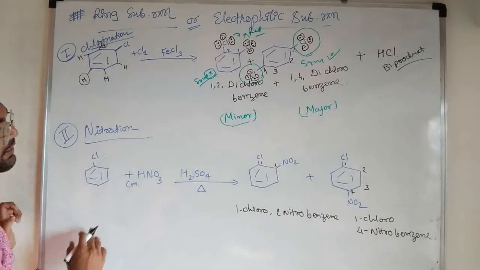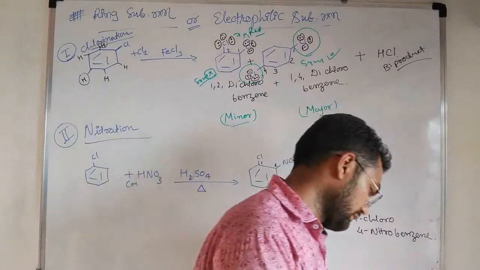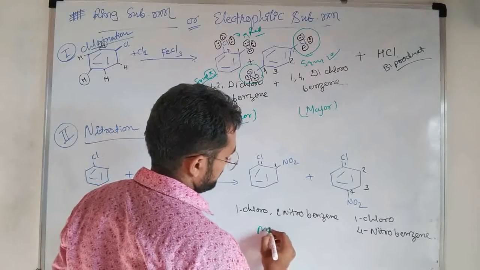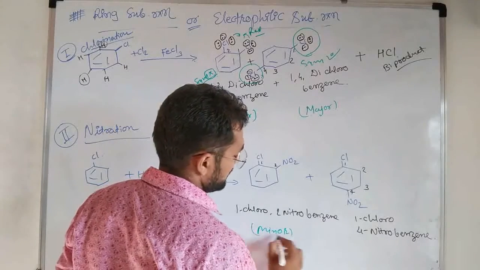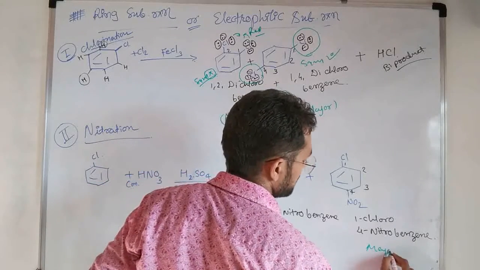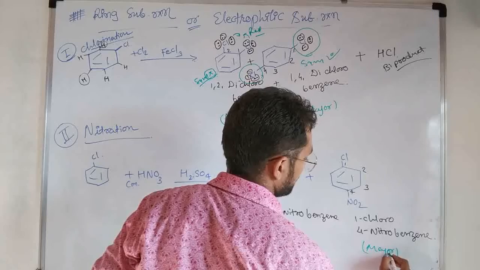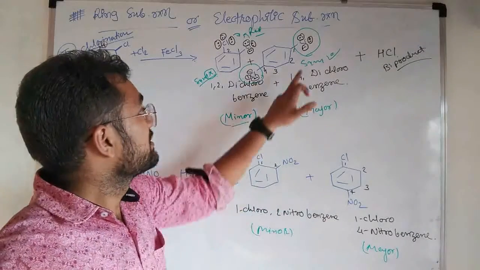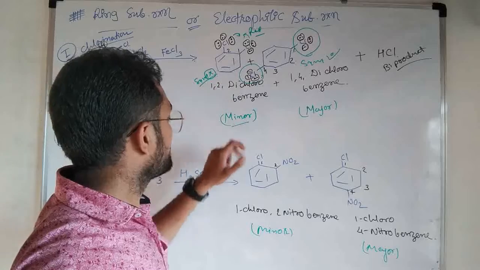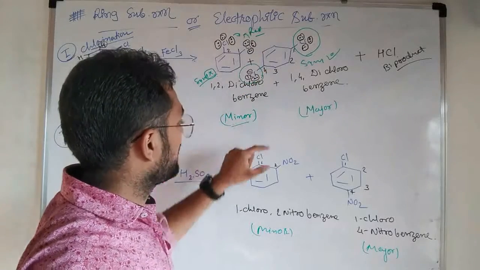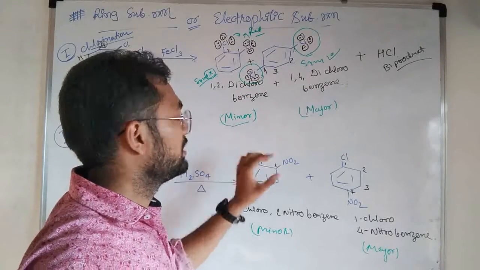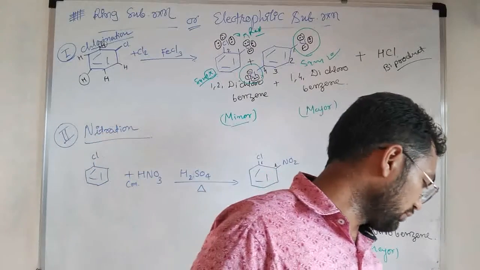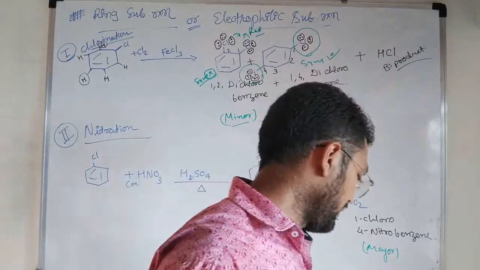Here the nitration, same way, this is the minor, and the next is considered the major. Major and minor: symmetry favors as well as symmetry does not favor. Here there is repulsion between these two groups, the lone pair and the bulky nitro NO2 group.